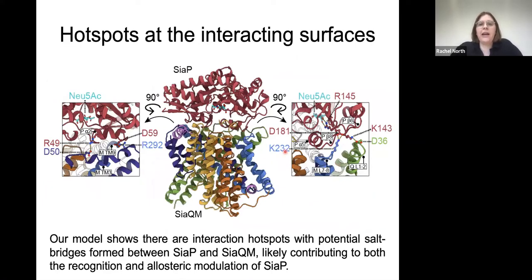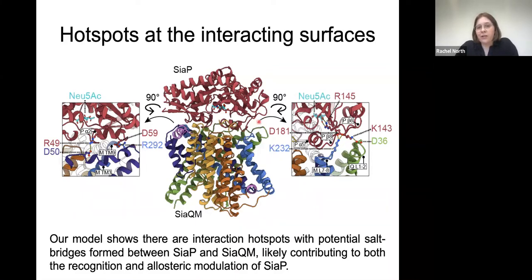Cool, and if we take a look at the interacting surfaces between SciP and SciQM in a little bit more detail, we can see that there are some hotspots. These hotspots are comprised of a bunch of different potential salt bridges. On this side of SciP over here, this is the alpha-2 caliper that I mentioned earlier, we have a salt bridge that forms between arginine 49 and aspartate 50, and we also have one that forms between aspartic acid 59 and arginine 292.